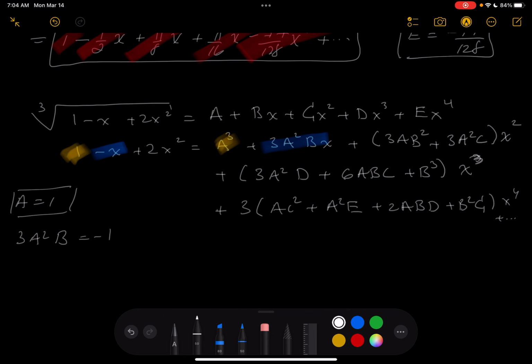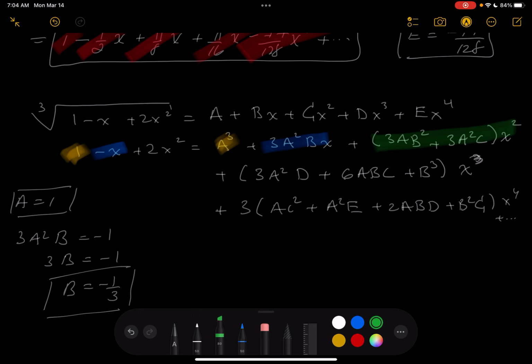Let's write this down. It's going to be 3b is equal to minus 1. All right, so b is minus 1/3. As you can see, each step we move forward is going to get more difficult. All right, I've got to go to the next one, which is the square term. This is the coefficient on the square term, and this is the coefficient on the square term over here. I've got to equate those now.